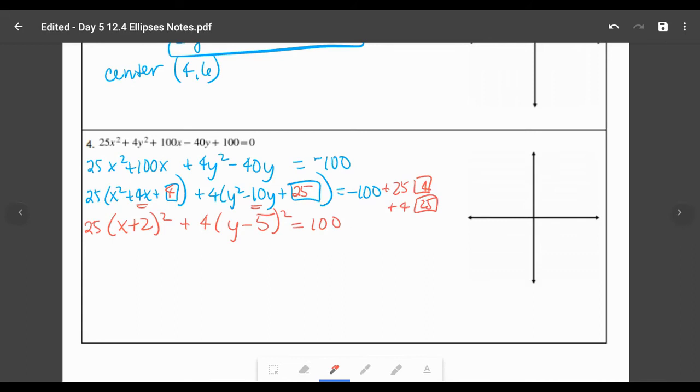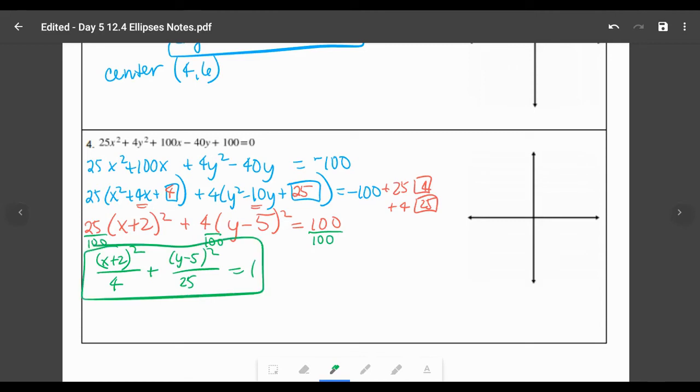Now we need this really equal to 1. So I'm going to divide everything by 100. All right, so working left to right, we got 25 over 100. That's 1/4, which means I'll have 4 in my denominator. And the x plus 2 squared is the same. All right, the second one, 4 over 100 is 1 over 25. So I'm going to have a 1 over 25 times y minus 5 squared equals 1. All right, so there's my equation. Now we need to know what to do with it.